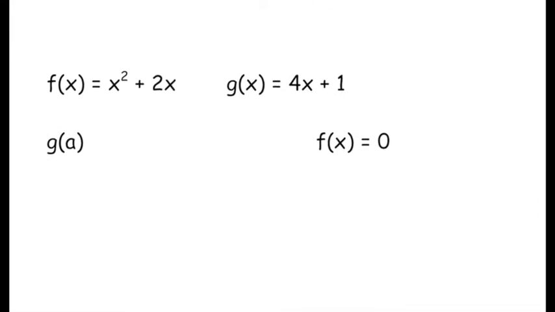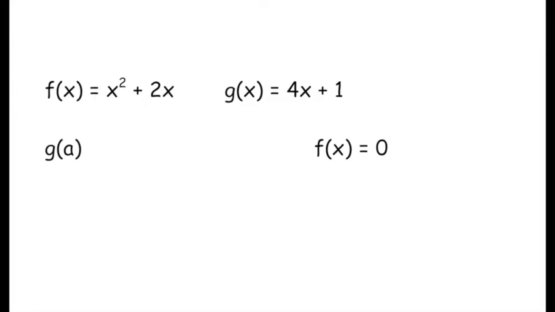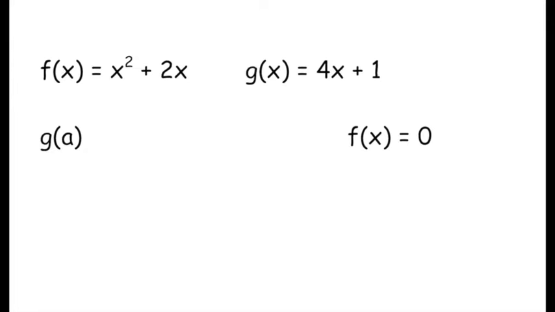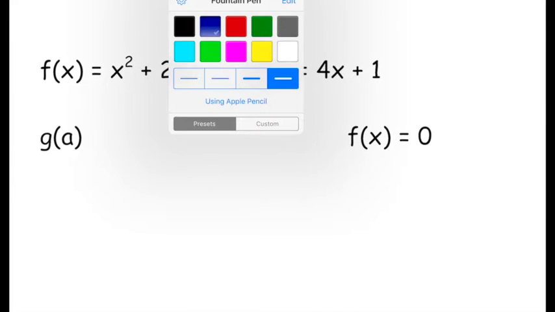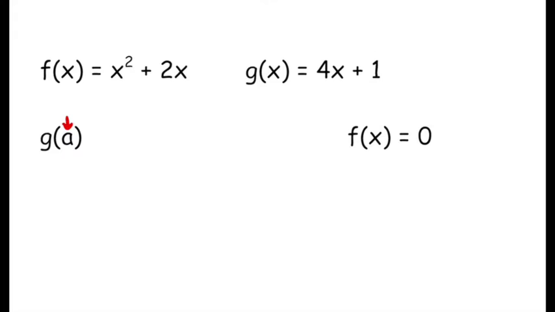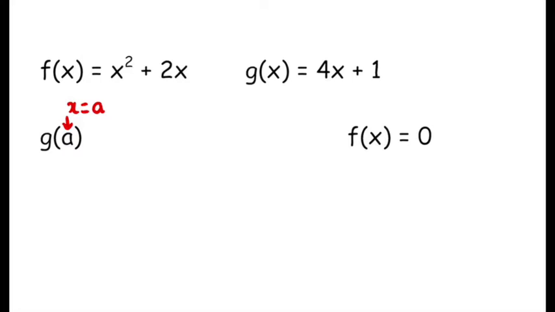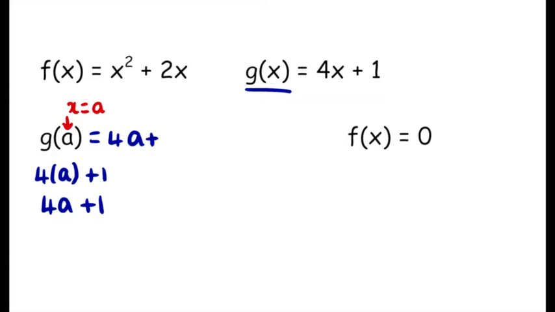And then we can go slightly harder. I've still got the same f(x) and g(x) functions, so it's exactly the same. And I'm now going to look at g(a) and f(x) equals 0. So the first one looks different, but it's exactly the same. This time x is equal to a. So all we need to do is replace the x with a in the g(x) function. So I have 4 of a plus 1, and I simplify that as far as I can. I can't do anything else, so my answer is just 4a plus 1.